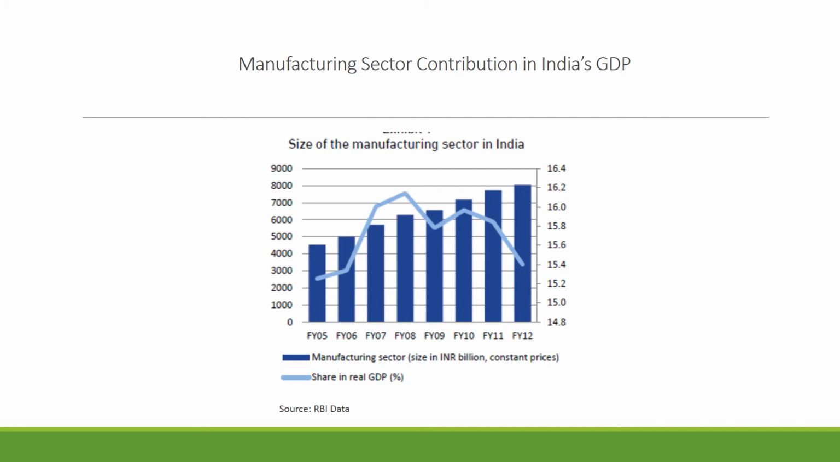Manufacturing sector contribution in India's GDP, size of manufacturing sector in India. The graph shows the manufacturing sector size in INR billion, investment, and the GDP share. When we analyze this graph, it shows that from 2008 onwards, there is a decline in the GDP contribution from the manufacturing sector, from 16% to 15.4%.